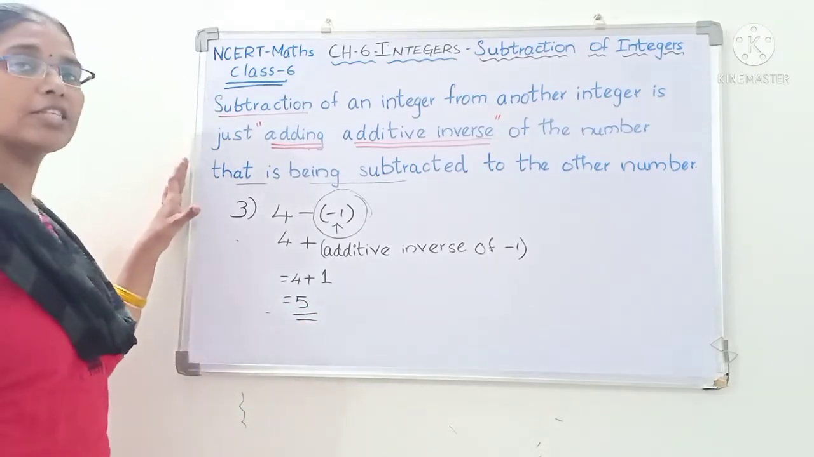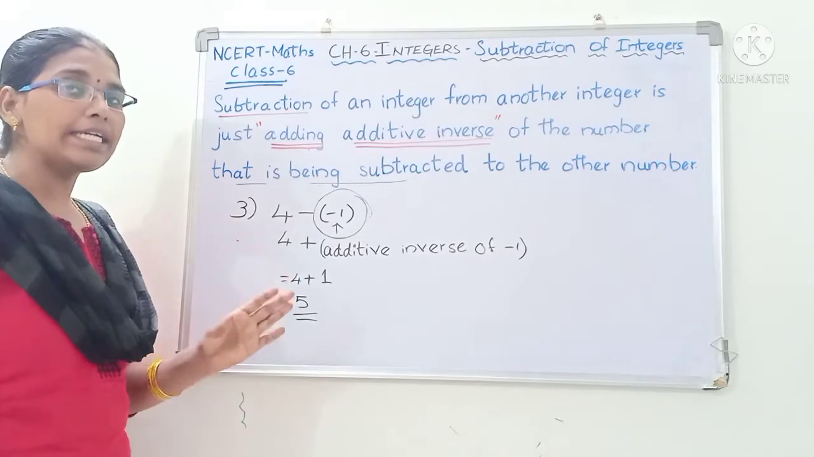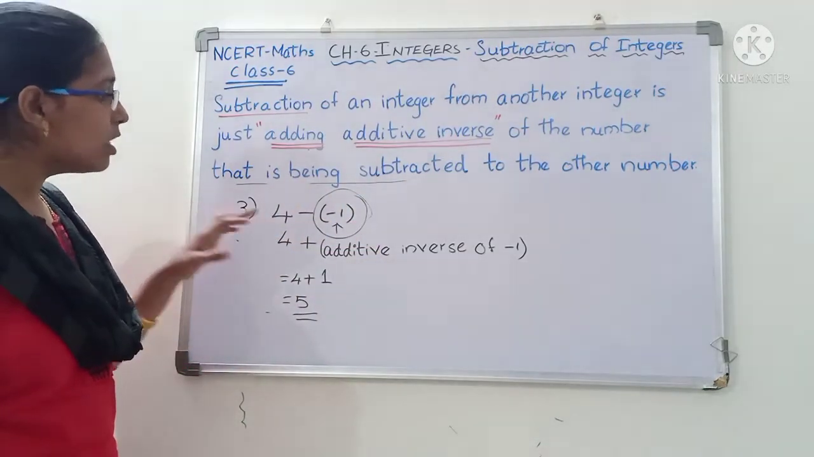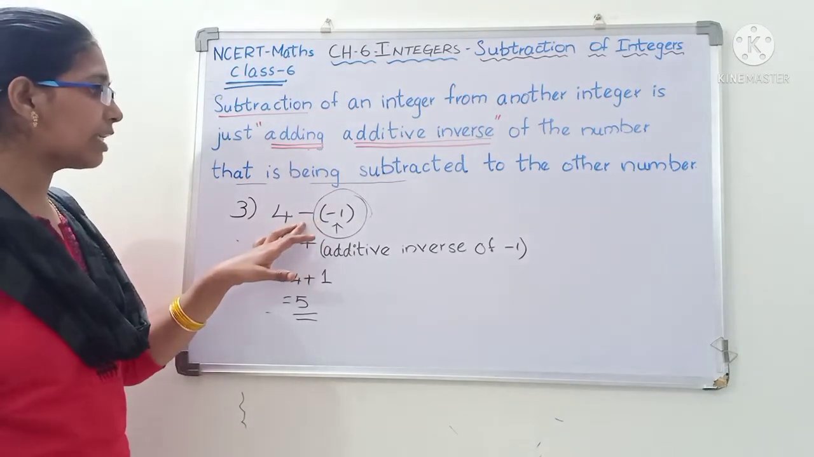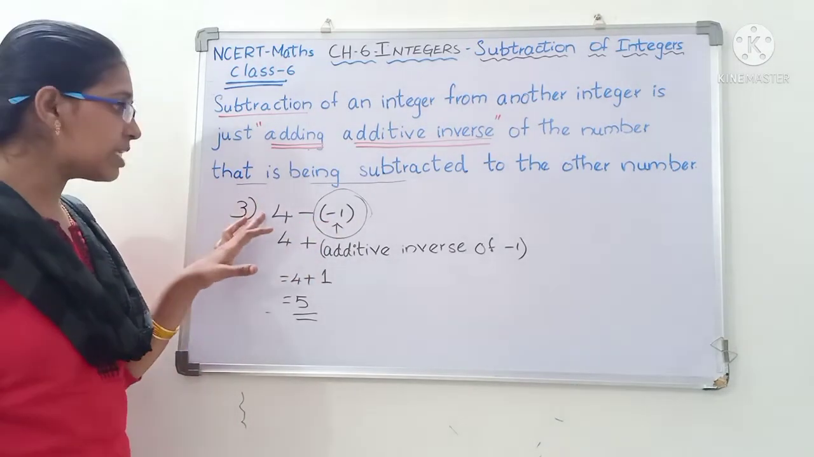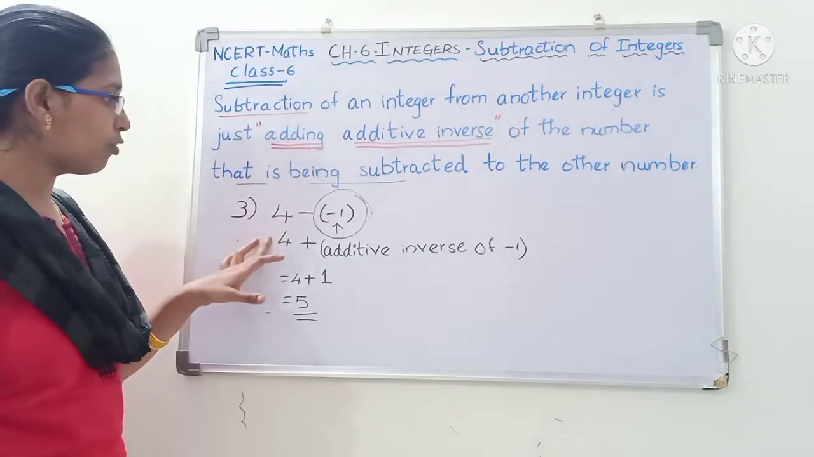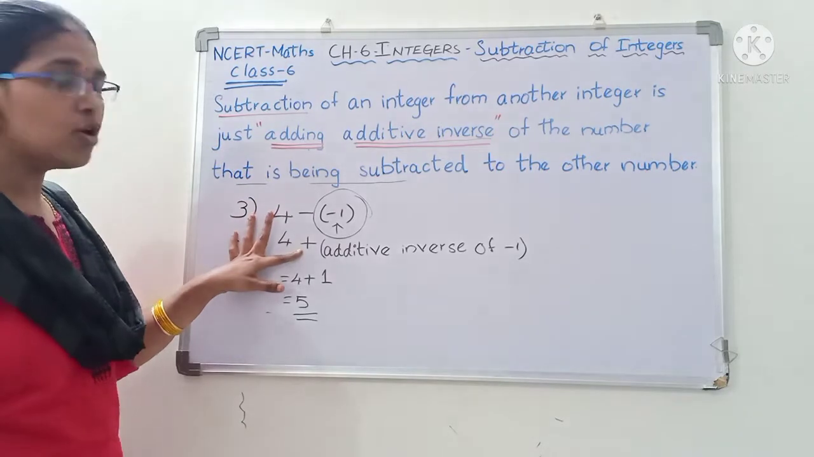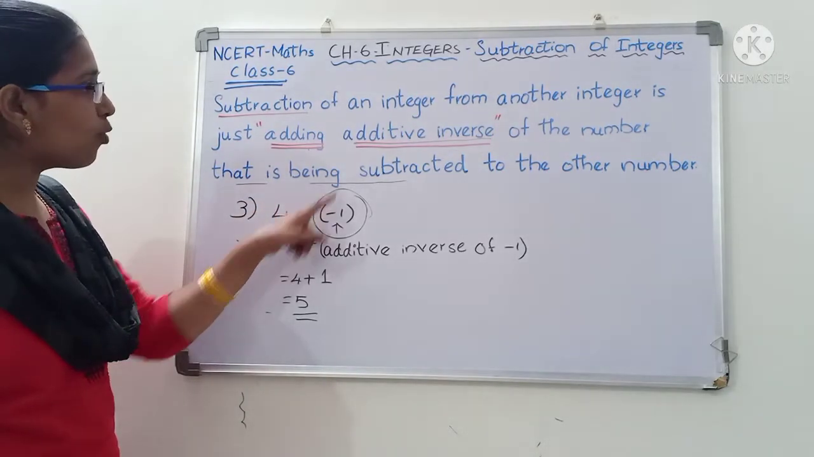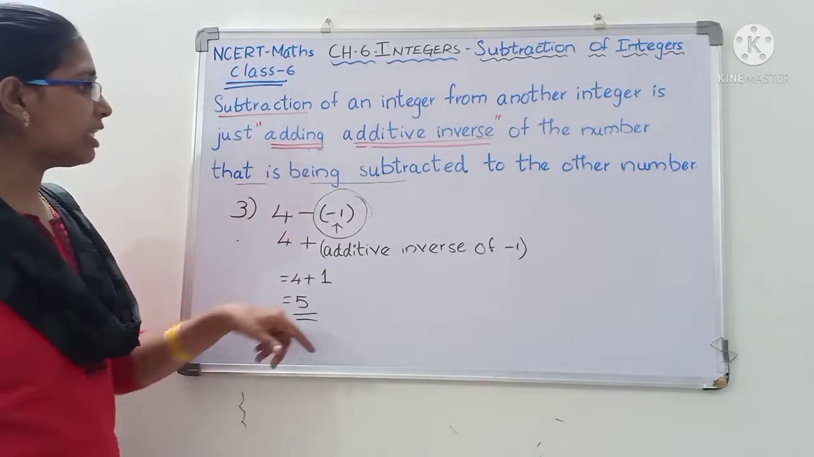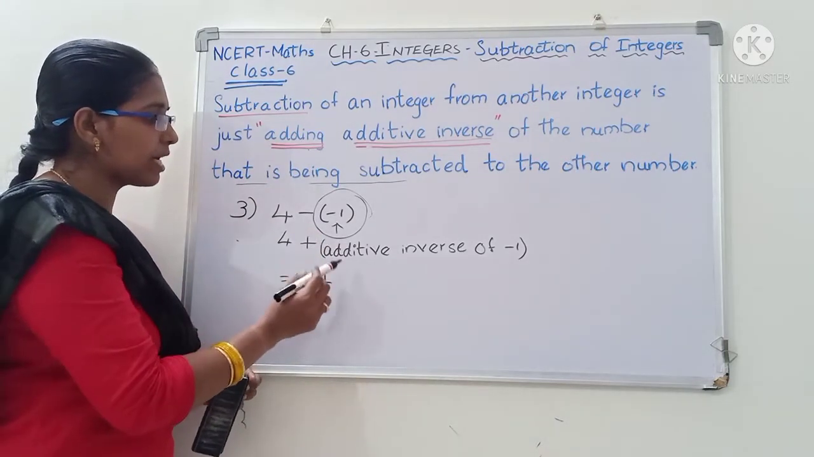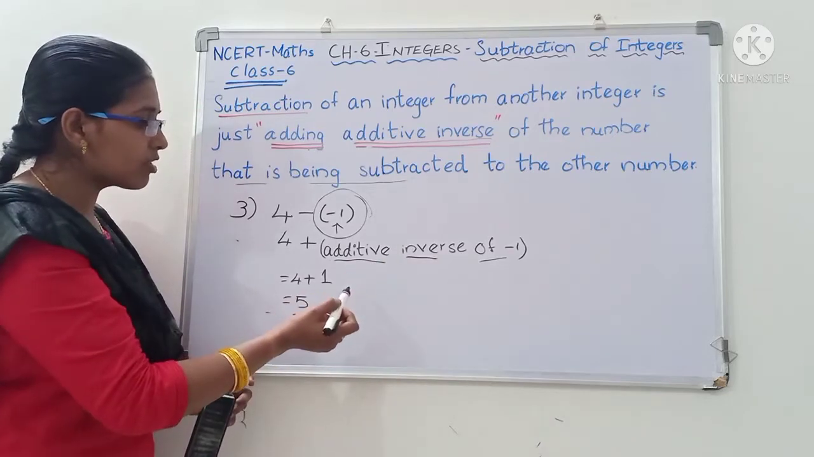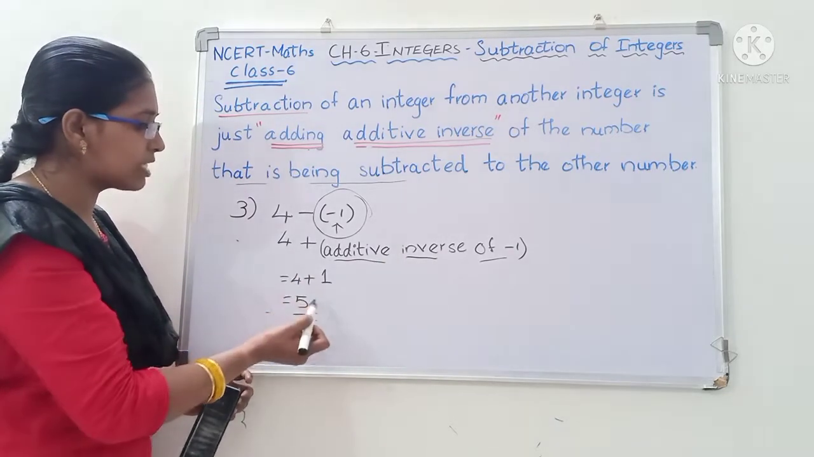So children, subtraction is nothing but adding additive inverse of the number that is being subtracted to the other number. What is the number that is being subtracted here? Minus 1. Minus 1 is being subtracted from 4. So write 4 as it is, and you should add. So subtraction symbol will change to addition symbol. Then you add additive inverse of the number that is being subtracted. Here minus 1 is being subtracted. So you will add additive inverse of minus 1. What is additive inverse of minus 1? It is plus 1. So 4 plus 1 is 5.